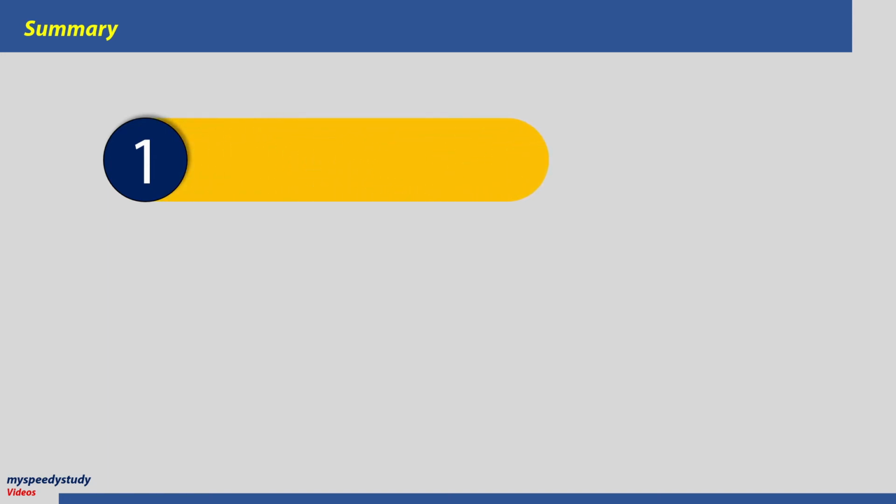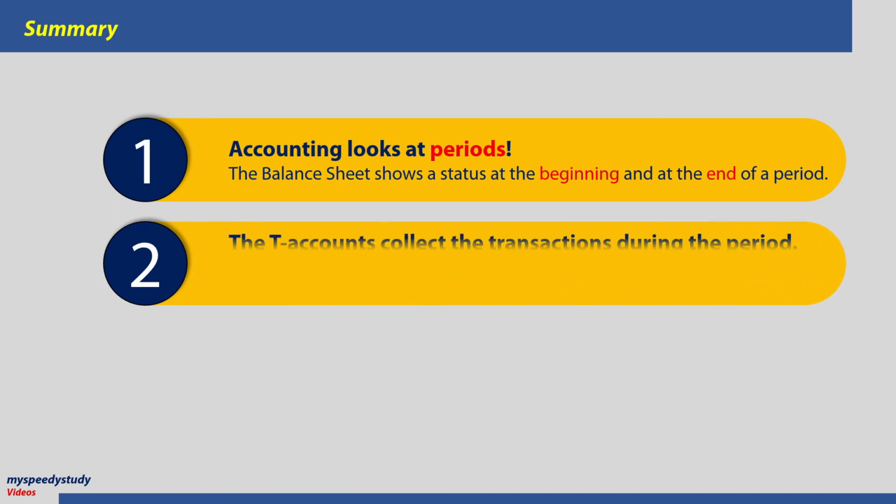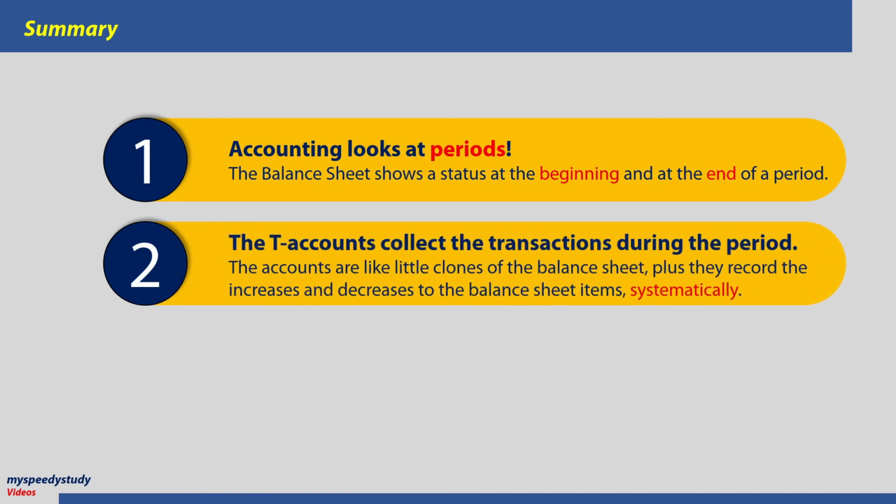First, the period, typically a business year, starts with the balance sheet and ends with the balance sheet. Second, for everything that happens during the business year, we need accounts to record what has happened to the balance sheet and actually also to the income statement. We come to that later. The accounts are little clones of the balance sheet and record the beginning balance, the ending balance, the increases and the decreases to that account during the period.